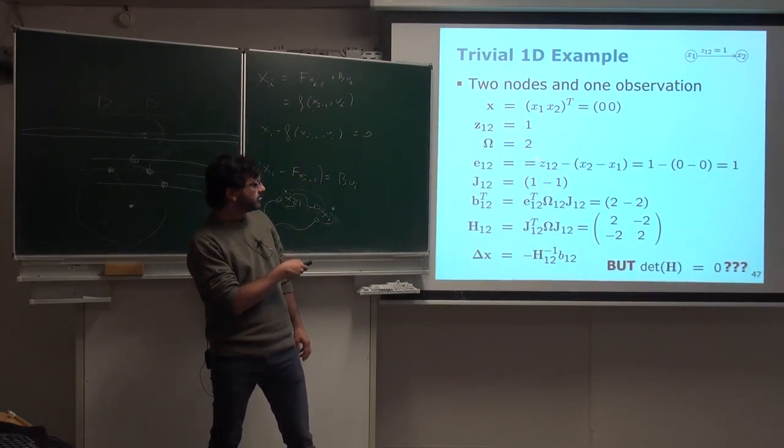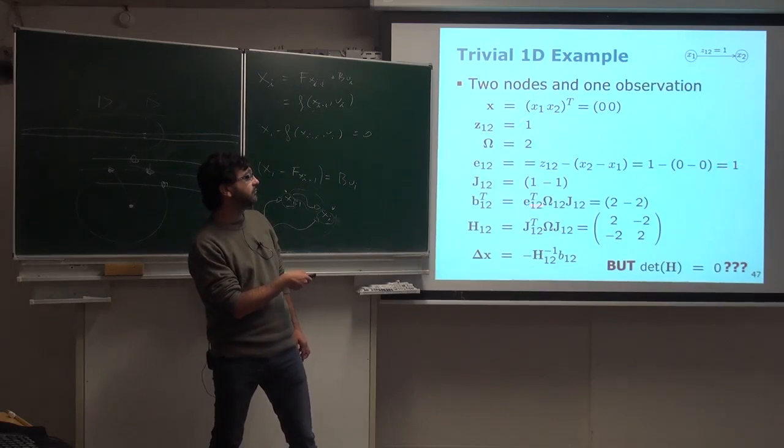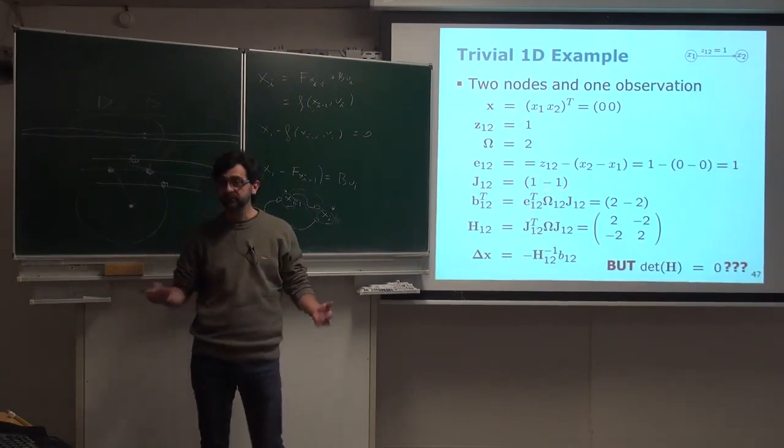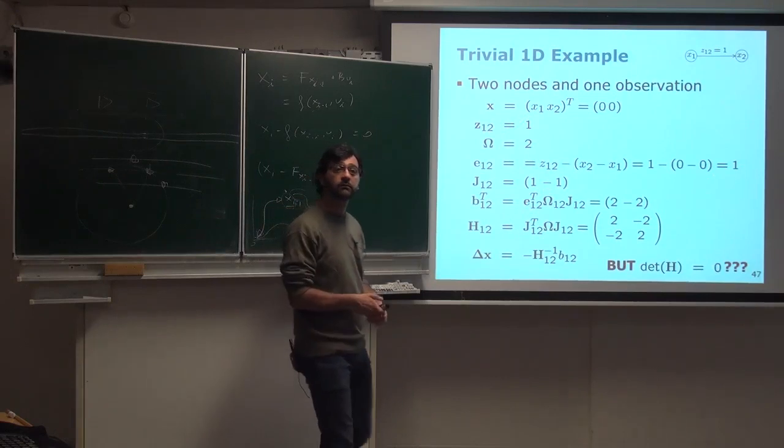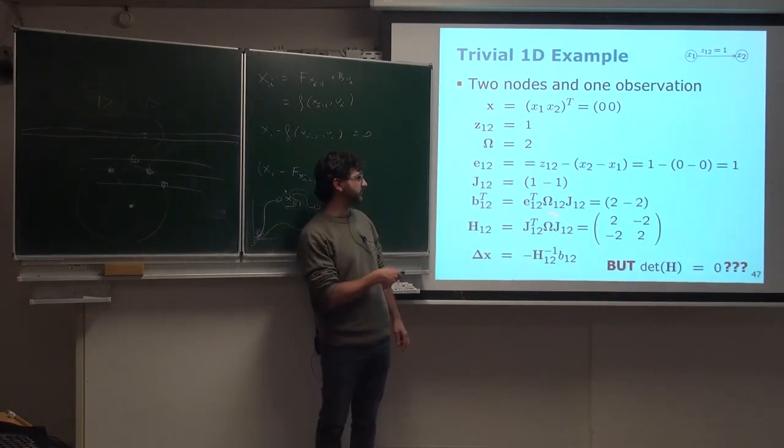The observed E is 1. We can get from here our error. So we get 1 times 2 times the vector, which is 2 and -2. Again, if you take these two vectors, it's 1 and -1, you multiply by 2, and you end up with a matrix that has this form.